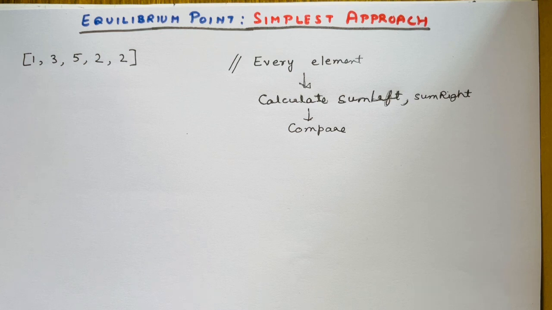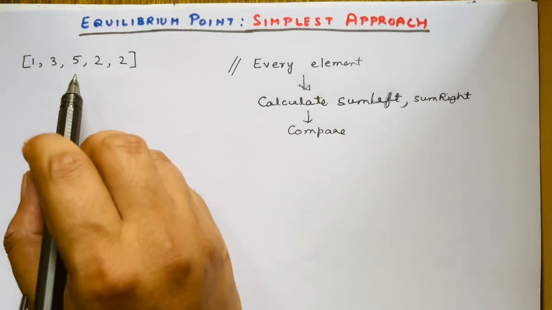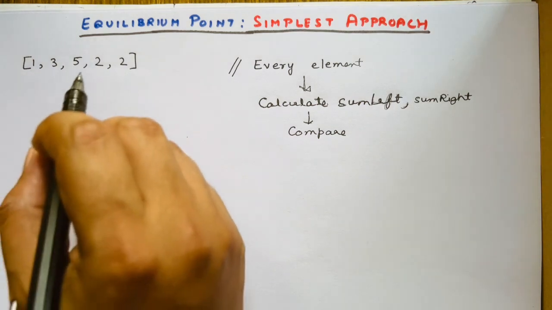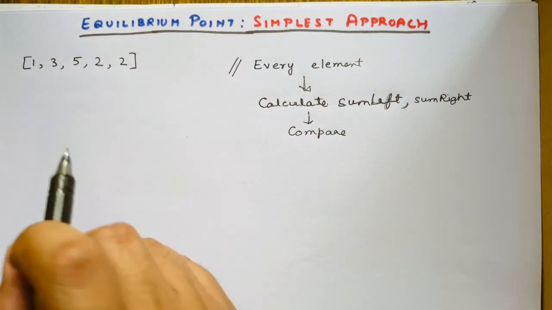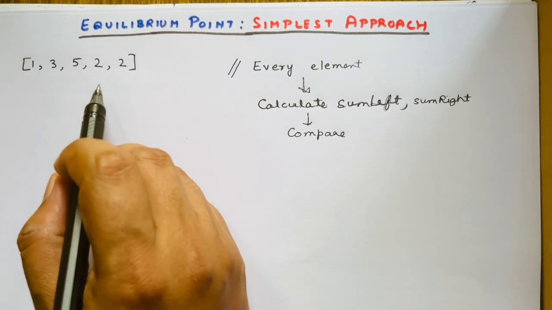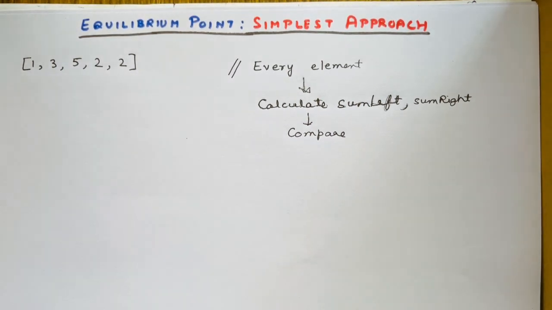Okay, let's begin. So if we have to think about this, how can we think in the simplest possible manner to solve it? We need to find the equilibrium point. So what we can do is we can take every element one by one in the array. And for every element that we have taken, we sum all the elements to its left and we sum all the elements to its right. And then we compare. If the sum is equal, we have found our equilibrium point, and if it is not, then we move to the next element.